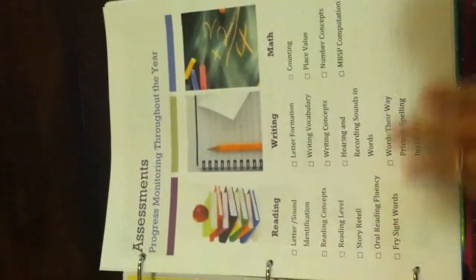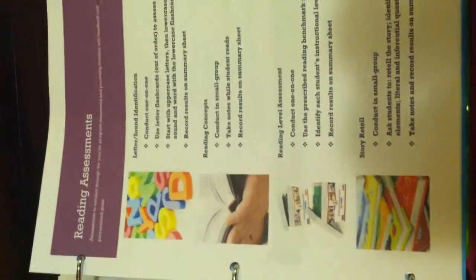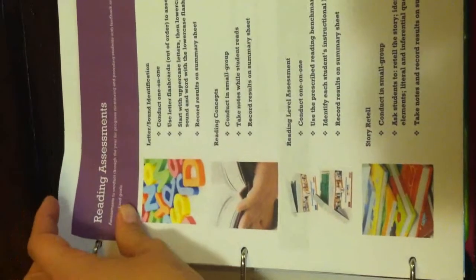So the next section is the assessments section, and they're broken into the three groups again: reading, writing, and math. This just serves as a list for the different assessments that are in here. So after the list, each assessment is broken down with a little bit of an example and some simple directions. It goes through each of the reading assessments, including letter sound identification, reading concepts, reading level assessment, story retell, oral reading fluency, and sight word assessment.